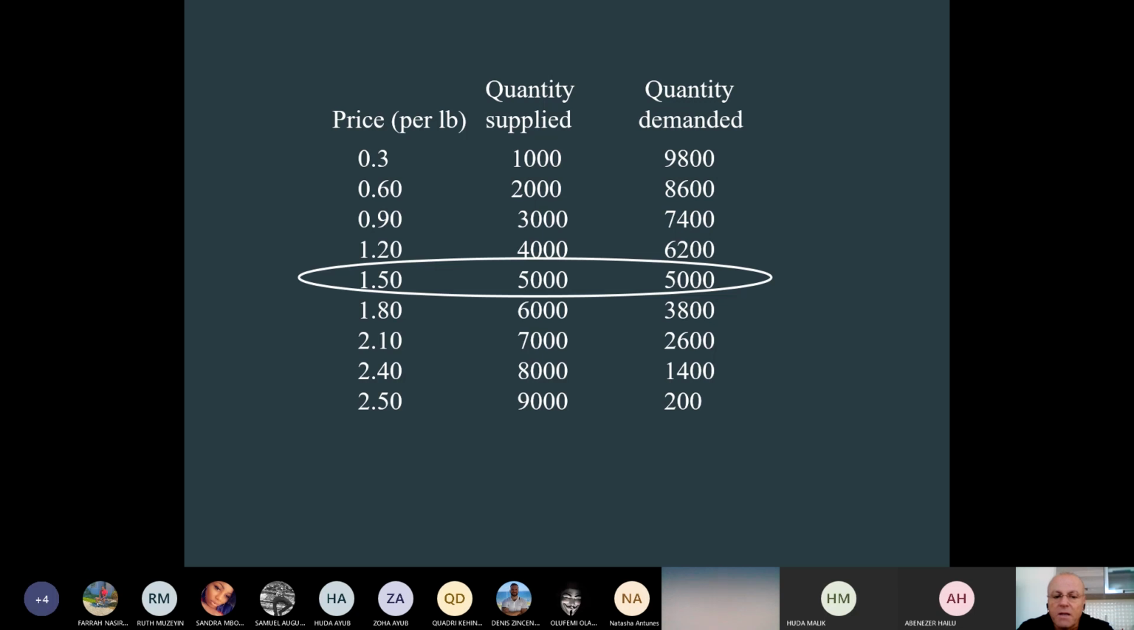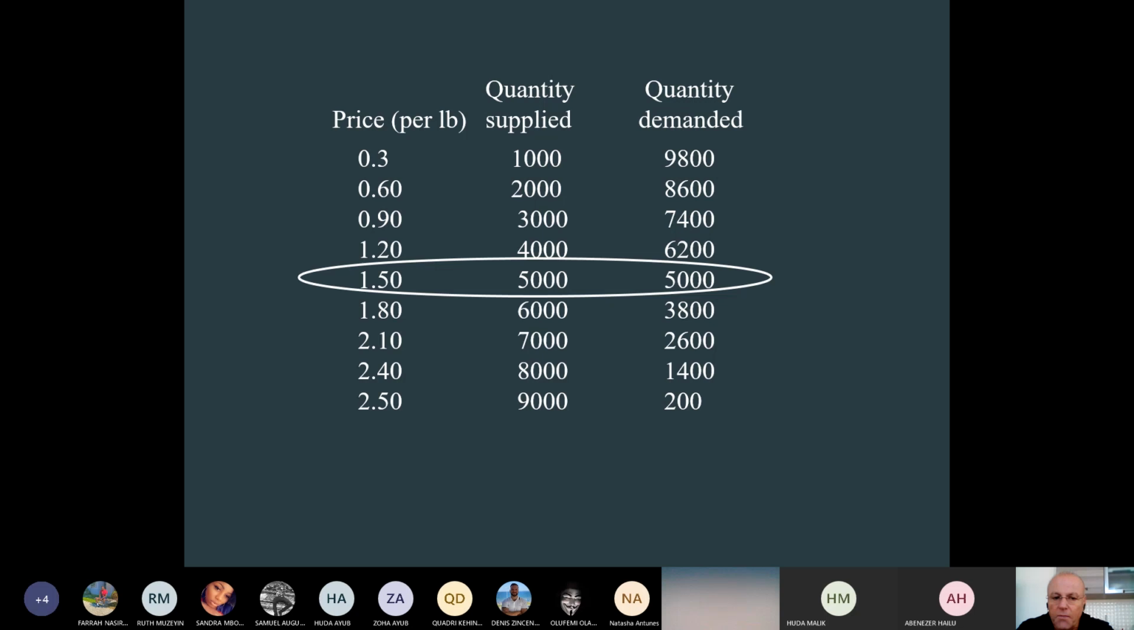And as you are observing, from 5,000 to 6,000, the demand capacity is decreasing from 5,000 to 3,800, and from 6,000 to 7,000 units supplied, the demand capacity is reducing from 3,800 to 2,600, because the price is increasing. And as much as the price is increasing, the purchasing capacity of the consumers is decreasing. The purchasing performance is decreasing.